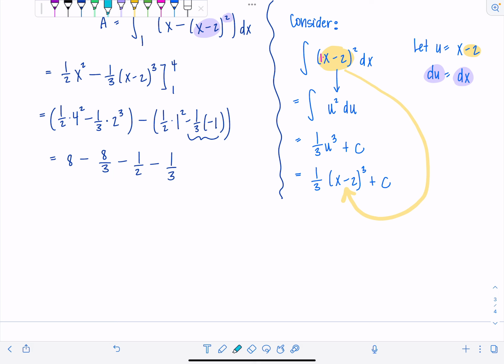So this is -8/3, -1/3. That gives us -9/3, which is -3. So I have 8 minus 3 minus 1/2. 5 minus 1/2 is 10/2 minus 1/2, so this is 9/2. And we're done. How are you doing? Okay. It is only with perfect practice that you can improve. Let's move on. Next one.